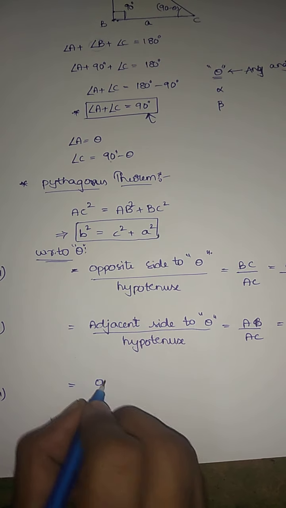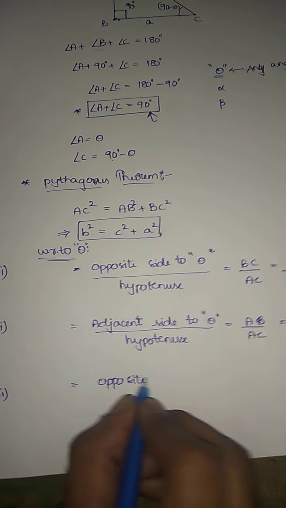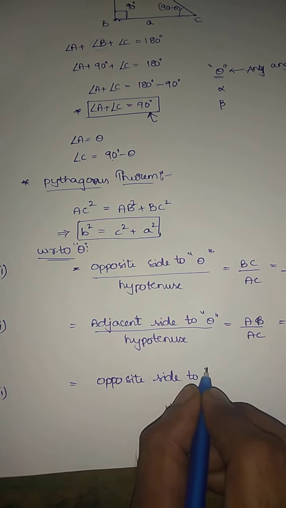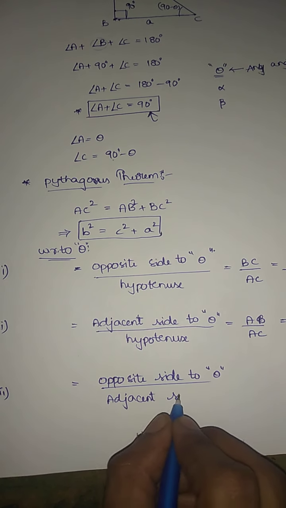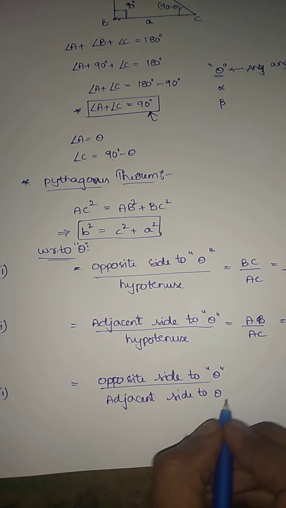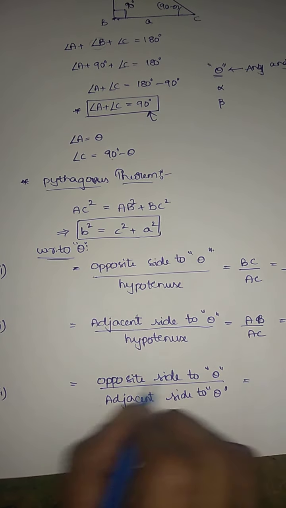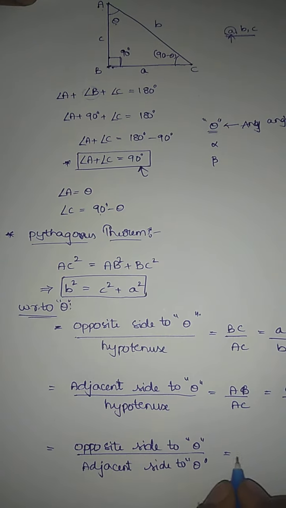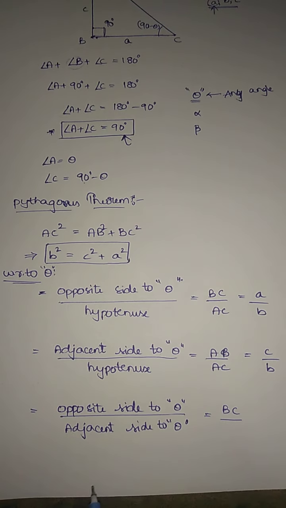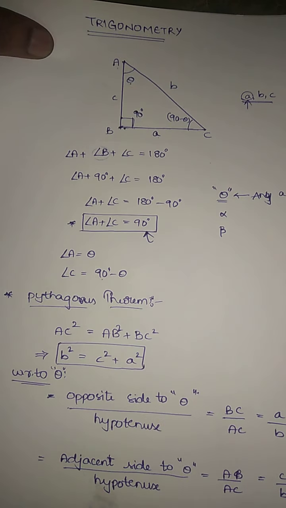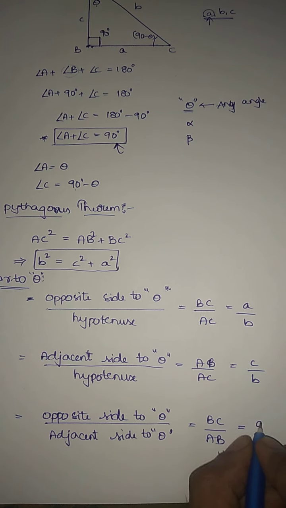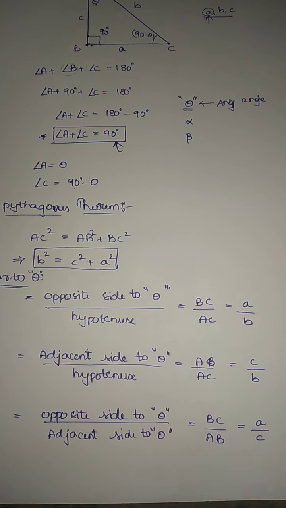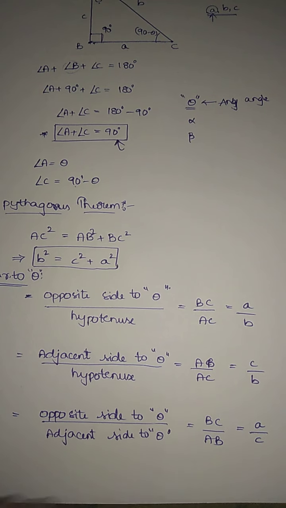It is opposite side to theta by adjacent side to theta. What is this opposite side to theta? Opposite side to theta is BC, by what is the adjacent side to theta? Adjacent side to theta is AB, so it is BC by AB, which is equal to what is BC? Small a, by what is AB? Small c. Okay, got it. So these are the possible ratios.